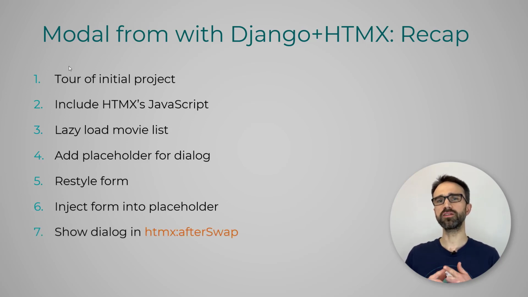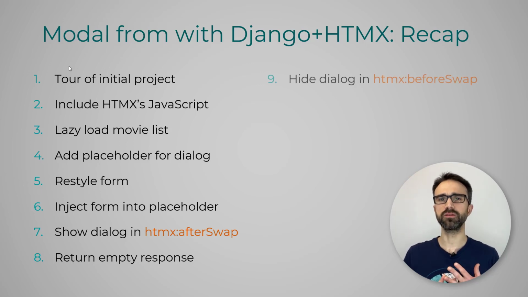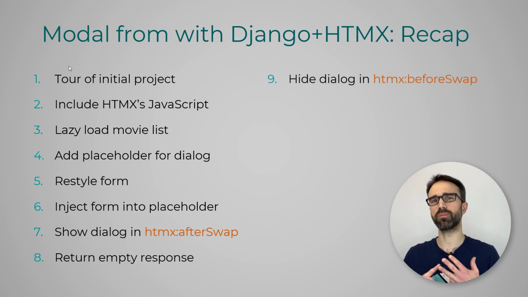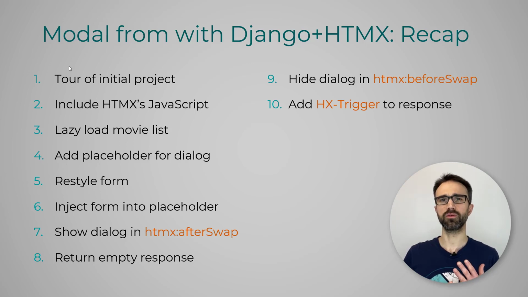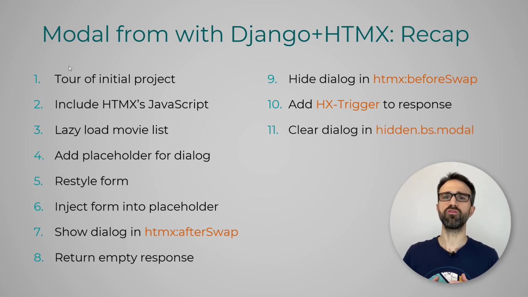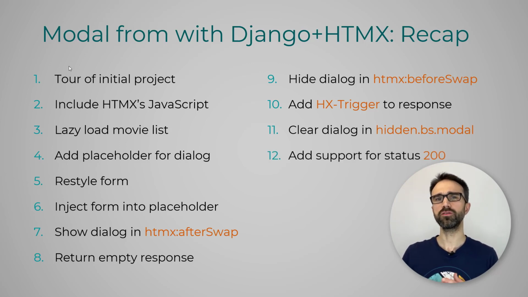We listened to the HTMX after swap event to show the dialog when appropriate. We replaced the usual redirect response with an empty HTTP response. We listened to the HTMX before swap event to hide the dialog box when the response is empty. We added the HX-Trigger header to the response to trigger refresh of the movie list. We listened to the hidden.bs.modal event to flush the content of the dialog. We added some safeguard in case you want to use status 200 instead of 204.